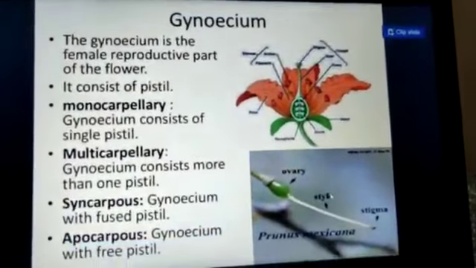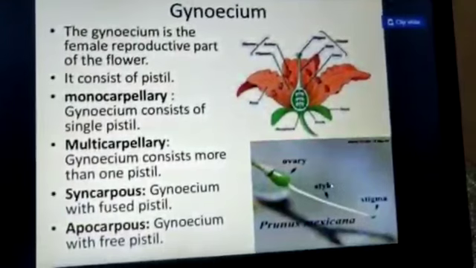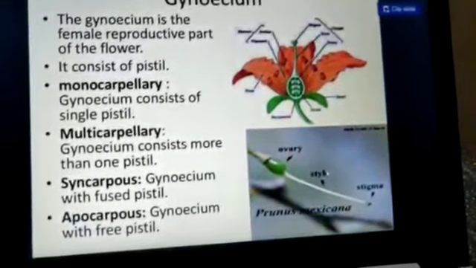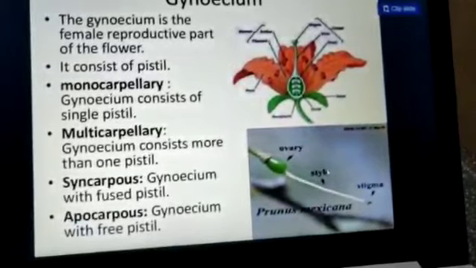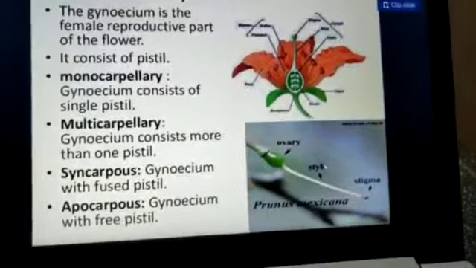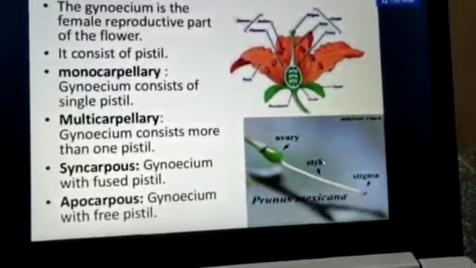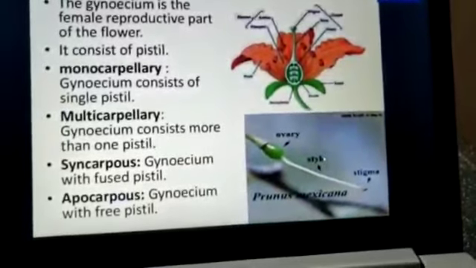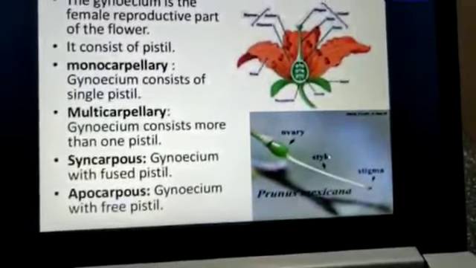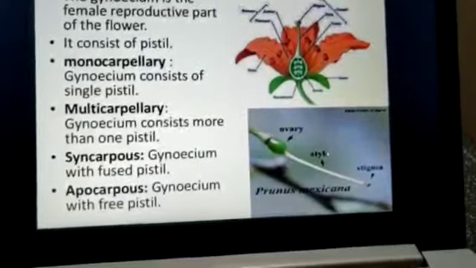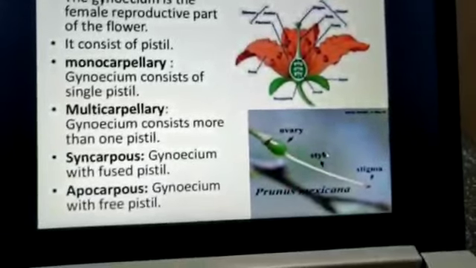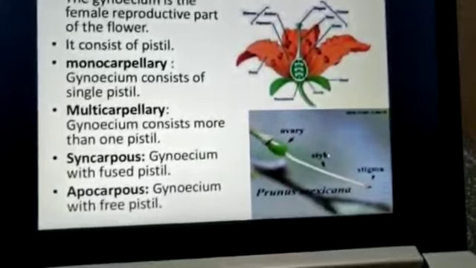Okay, now the structure of gynoecium. The gynoecium is the female reproductive part of a flower. It consists of pistil or carpel. When only a single pistil or carpel is present, it is termed monocarpellary. When more than two carpels or pistils are present, it is termed multicarpellary. And monocarpellary means the gynoecium consists of a single pistil. Multicarpellary, multiple or more than two pistils are present.